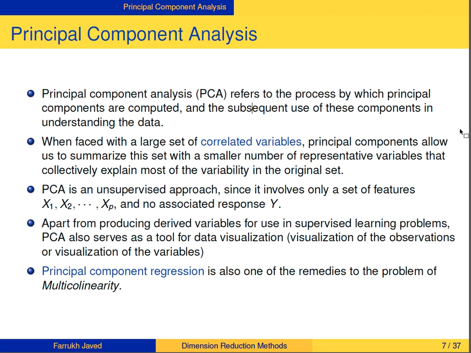PCA is an unsupervised approach, as we saw, since it involves only a set of features X and no associated response Y. Apart from producing derived variables for use in supervised learning problems, PCA also serves as a tool for data visualization. So it's some kind of repetition, but for you to remember these ideas. And principal component regression is also one of the remedies to the problem of multicollinearity. If you have data with multicollinearity among predictors, then you should not use linear regression immediately. Rather, you should use principal component regression.